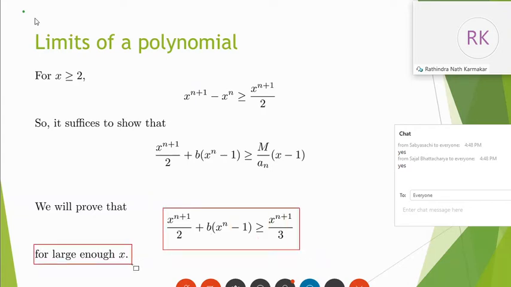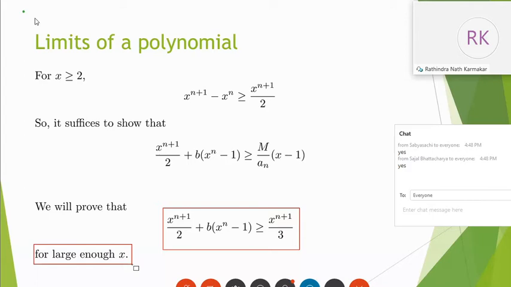That x power n plus 1 by 2 plus b times x power n minus 1 is greater than or equal to x power n plus 1 by 3 for large enough x. How large? You need x greater than or equal to 2 and x greater than or equal to 6 mod b minus 6, which you are free to choose. And how did I arrive at 6 mod b minus 6 working for proving this inequality?